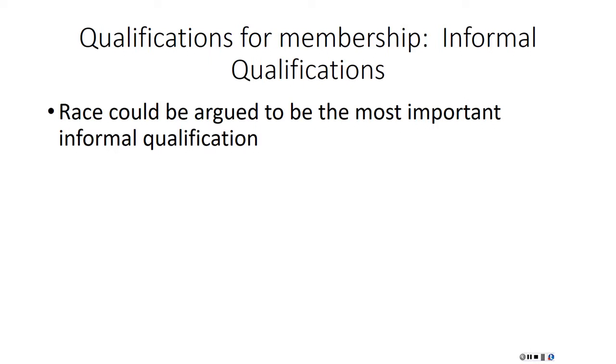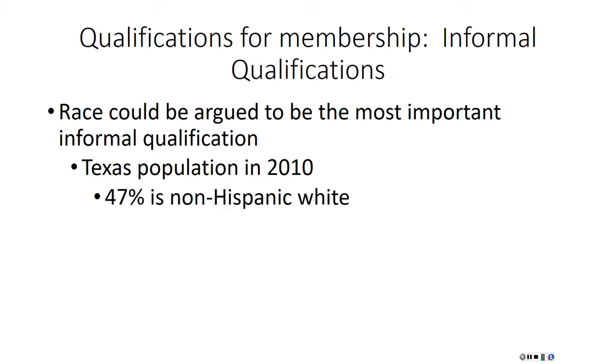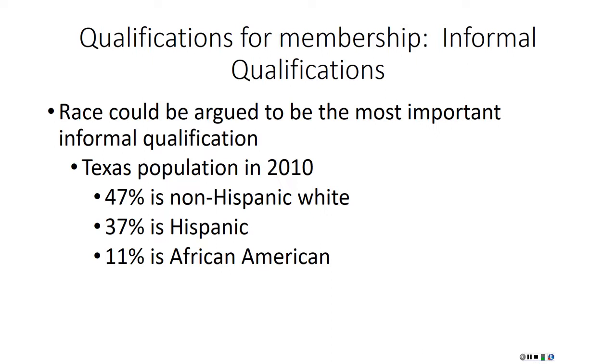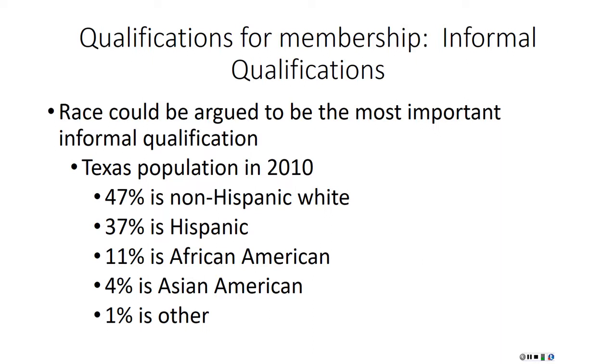A little bit of recall, a little bit of memory here. Texas population in 2010, I told you this last week, or 2 weeks ago, in that first lecture: 47% of Texans identified as non-Hispanic white, 37% Hispanic, 11% African American. I'm going to take it a little bit deeper. 4% is Asian American, 1% is other.